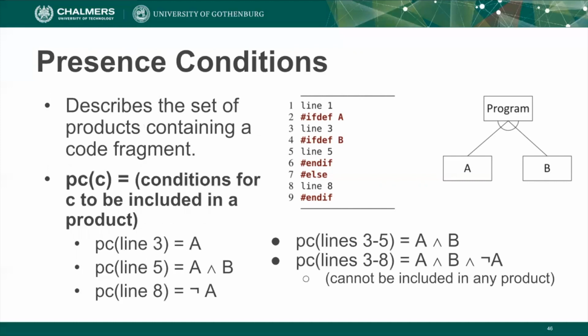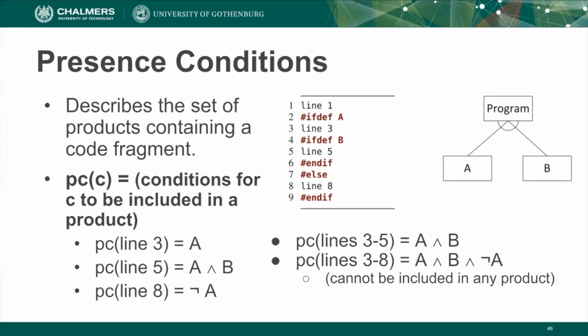To identify dead code, we need to reason about the mappings from features to code. Formally, we describe this mapping as a function from the set C of all code fragments to sets of products represented by feature selections. So we map each code fragment to the set of products in which it's included.